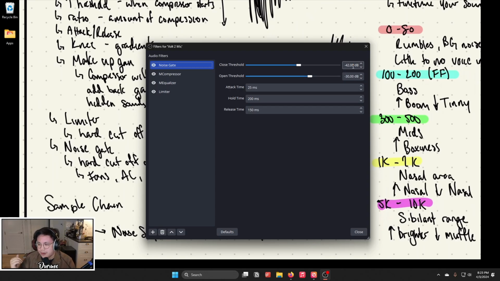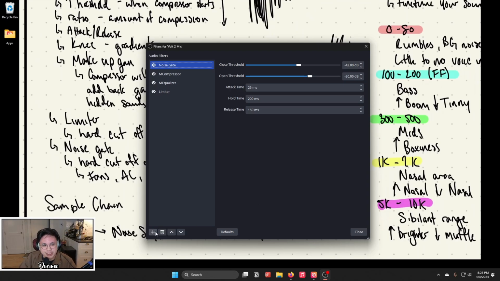if I have an AC going on, I have a fan going on, but that AC is not louder than -42 decibels, my mic will not pick it up and you will not be able to hear it. That's very good for things like background noise, typing, just loud droning noises that you can control and know where the sound is. Other important part is your open threshold. So anything above -30, the gate opens back up so you can actually talk again. And that's where your audio comes back in.